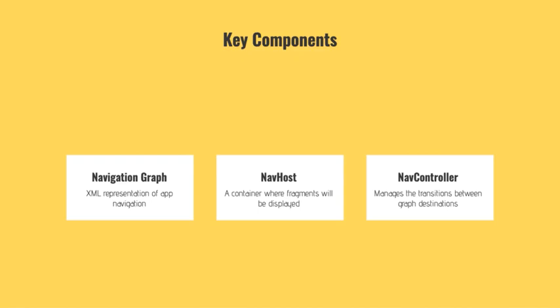We then have a nav host, and the nav host is very similar to having a layout to display your fragments. Basically, the nav host is a location where the NavController will place new fragments when they need to be added or removed. And then finally, the NavController, it is this element that actually manages the transactions from one destination to another. It takes in actions, it takes in URIs, it takes in deep links, and then routes to the proper fragment and places that into the nav host.